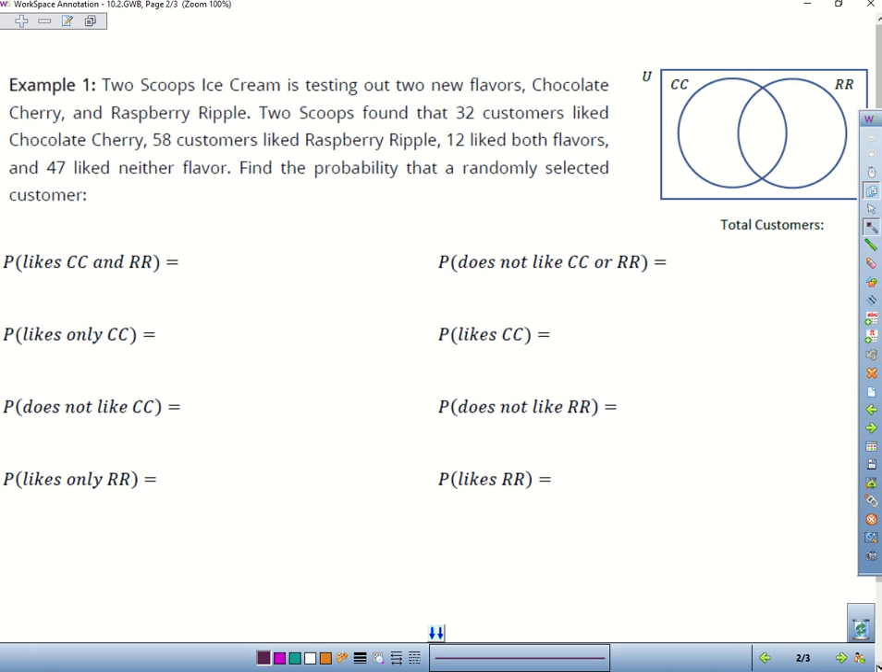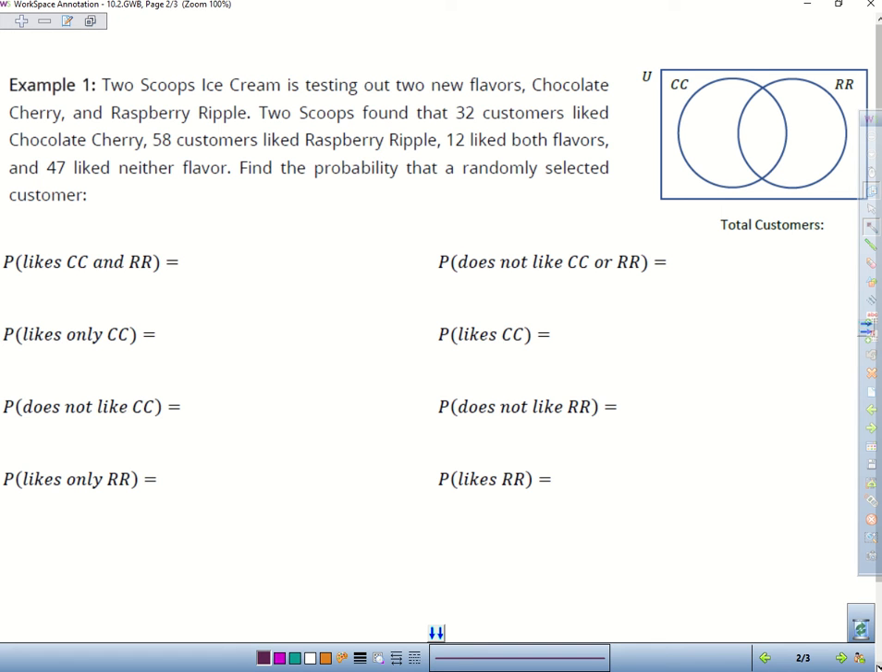Alright, so the first set of data we're going to look at is some data from an ice cream shop. They have 2 new ice cream flavors that they're testing out, and they had X number of people trying out these flavors. So here's the data that we know. 2 scoops found that 32 customers liked chocolate cherry, 58 customers liked raspberry ripple, 12 customers liked both flavors, and 47 liked neither flavor. So we're going to use the Venn diagram to fill this in.